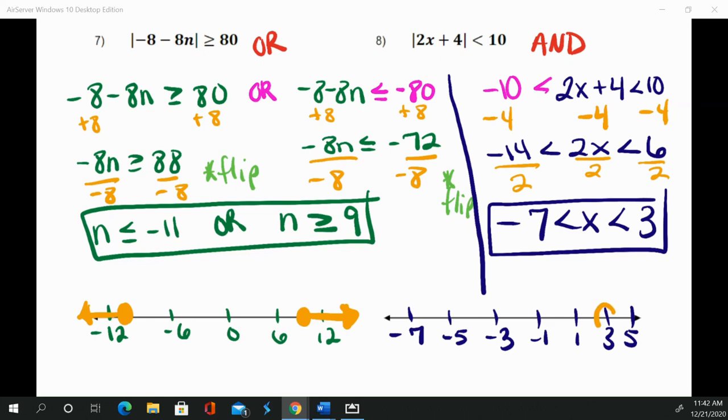So open at both ends and shaded in between. Because that's where x needs to be. It needs to be in between -7 and 3. That's it for the Jamboard practice assignments for the quiz review on 2-5 solving compound inequalities and 2-6 solving absolute value inequalities.